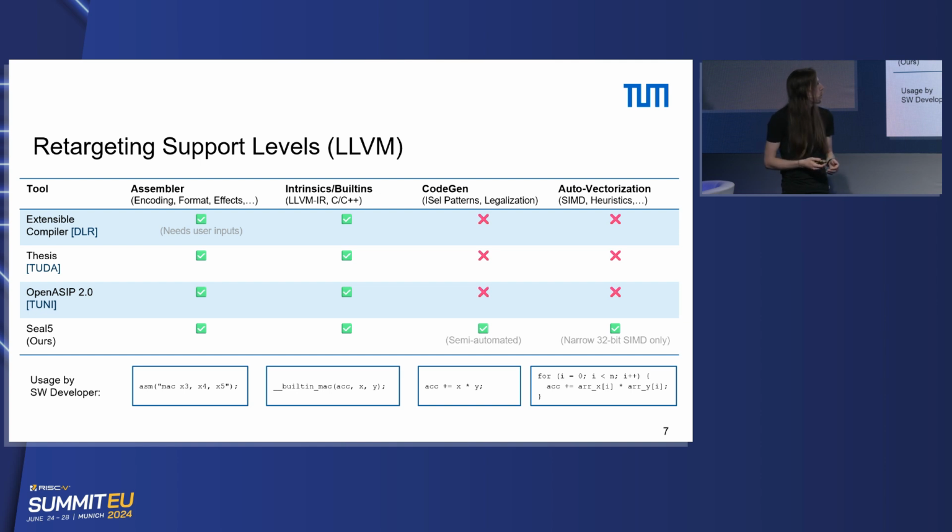An alternative would be implementing support for intrinsics and built-ins, which allow the software developers to make use of custom instructions, like, for example, a multiply and accumulate instruction from high-level languages such as C and C++. However, while now the functions can be invoked using simple function calls, they still need to be added manually by the software developers.